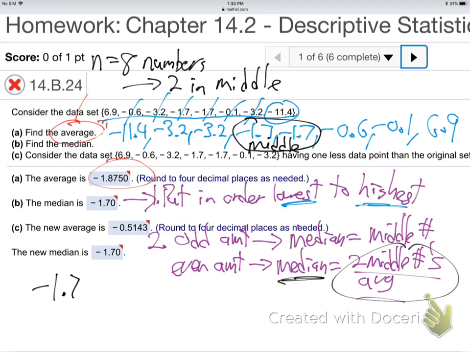If you had an 80 and a 90 on two exams, how would you figure out your average? Add them and divide by two, huh? So we're supposed to average those two middle numbers. Of course, that's going to be silly. They're the same number. So their average is just going to be themselves, negative 1.7.